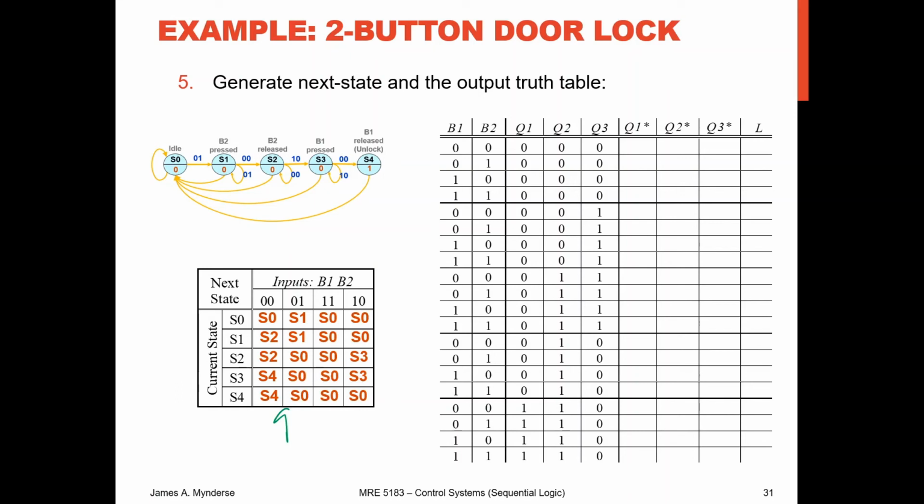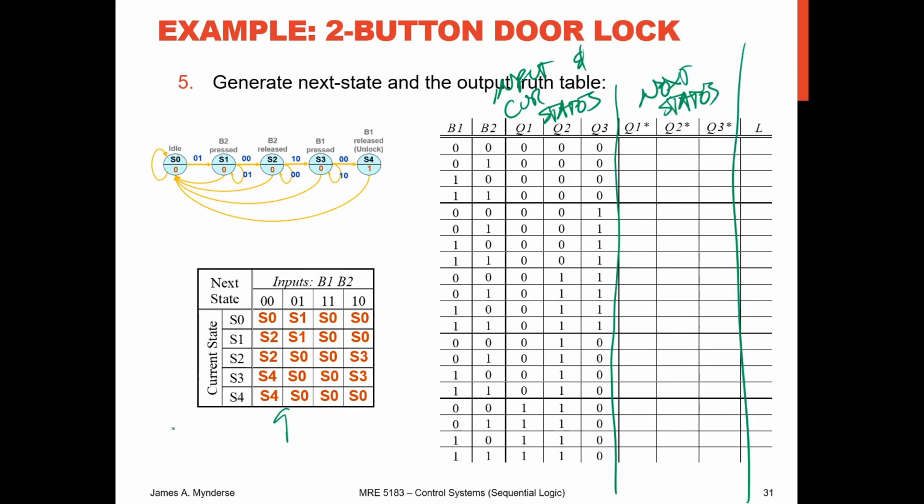The same information shows up on this other table. Remember, I'm going to draw in my lines here. I've got my input and current states, my next states, and then my output. There we go. My input and my current states give me my next states. My current states also give me my output.